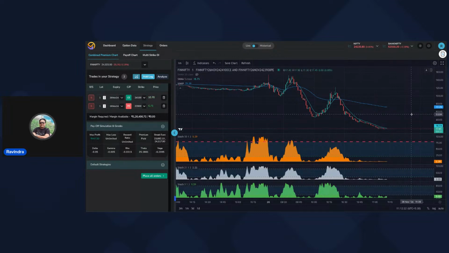And let me also look at what is happening to the Fin Nifty. I do have this on one more screen, but let me show it here very quickly. I think I need to share this screen.